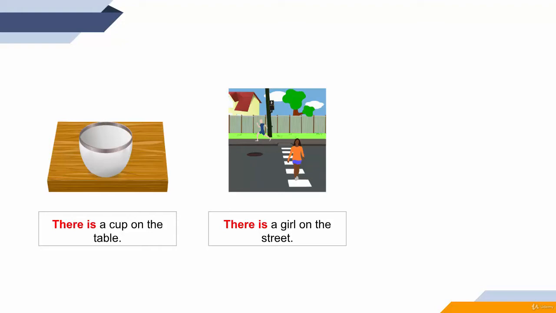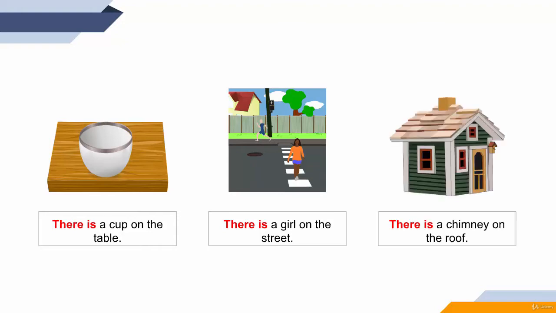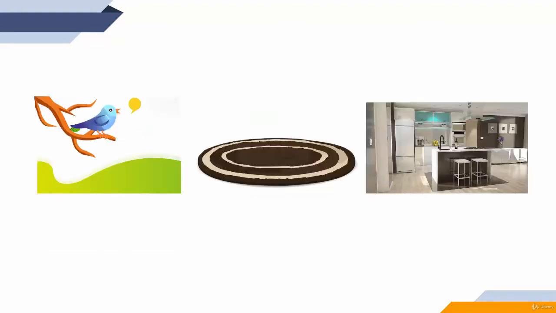The first one, there is a cup on the table. There is a girl on the street. There is a chimney on the roof. Okay? You speak about something that is there. There is something. And this something, when you use there is, is a singular countable noun in this situation. There is a cup, there is a girl, there is a chimney.